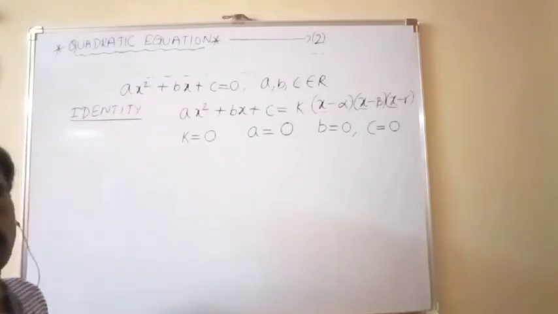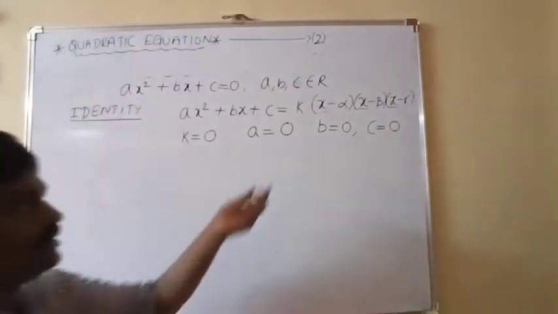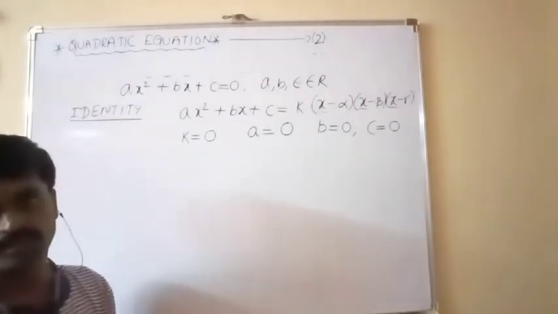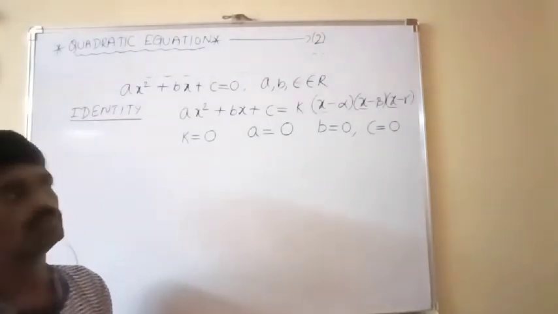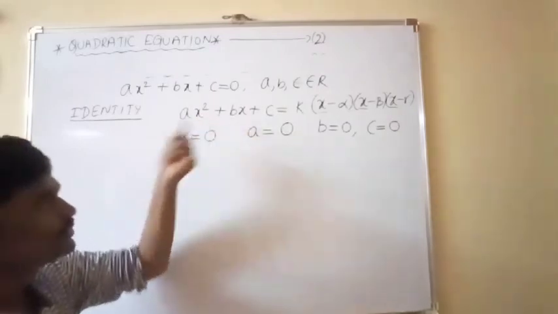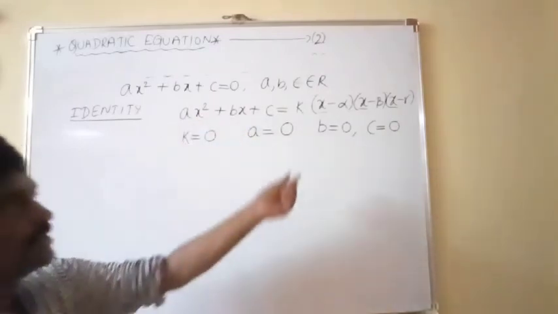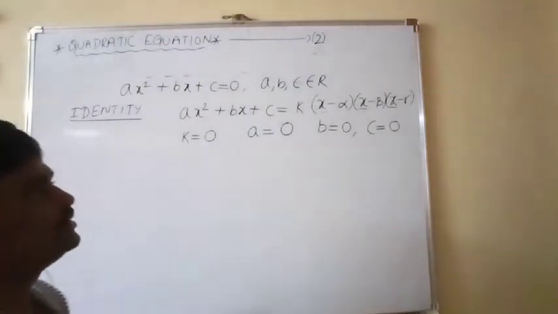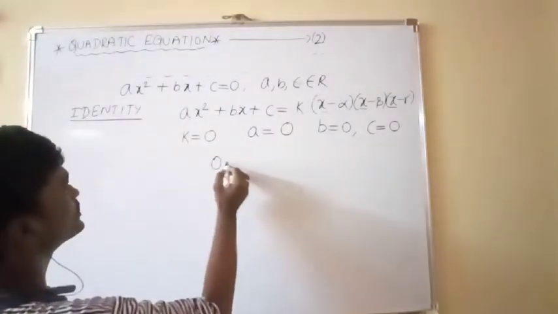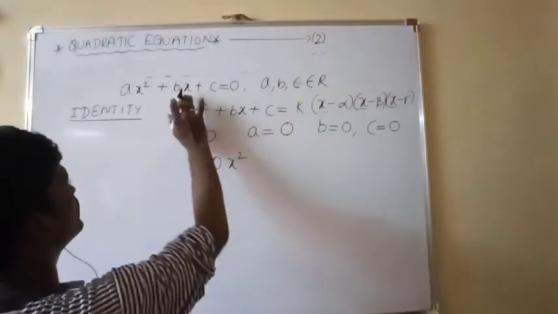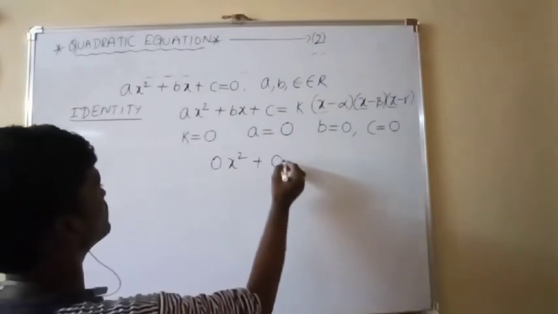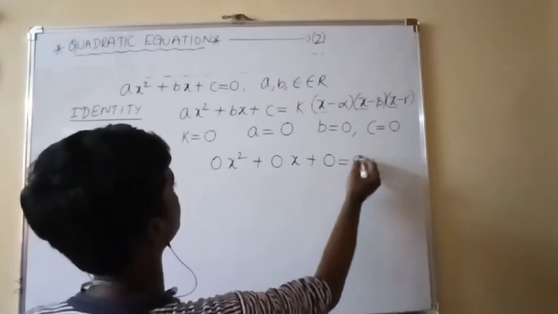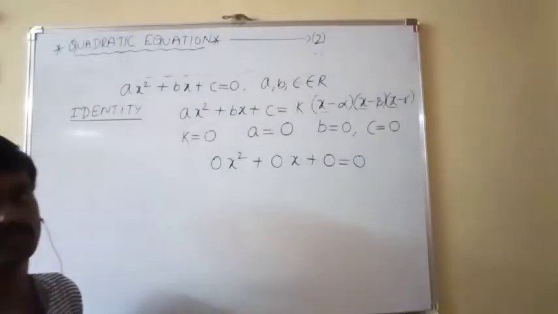then, for example, I have taken three different real roots, it becomes an identity. How? See here, if it has more than two real roots, say three different real roots, then all the coefficients are equal to 0. All the coefficients being 0 means we can rewrite this quadratic equation as 0 into x square plus 0 into x plus 0 is equal to 0, because the values of a, b, c are substituted.